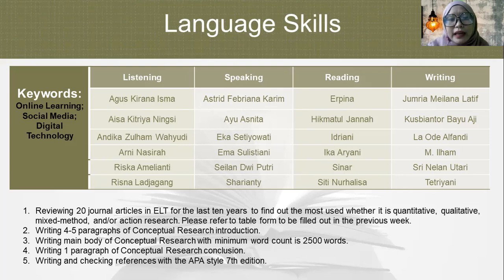And then in the speaking group, the members are Astrid Febriana Karim, Ayu Asnita, Eka Setiawati, Emma Sulistiani, Seilan Dwi Putri, and Syahrianti. In the reading group, the members are Erpina, Hikmatul Jannah, Idriani, Ika Aryani, Sinar, and Siti Nurhalisa. And then in the writing group, there are also 6 members: Jumria Milana Latif, Kusbianto Robayu Aji, Laude Alfandi, Muhammad Ilham, Srinelan Utari, and Tetriani.